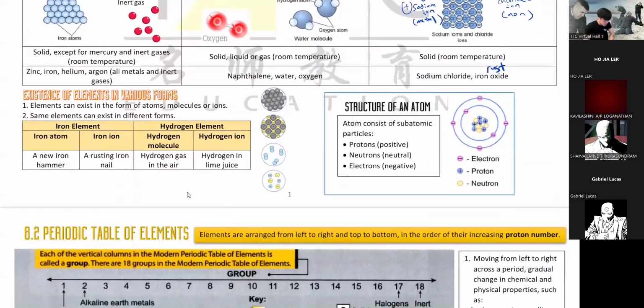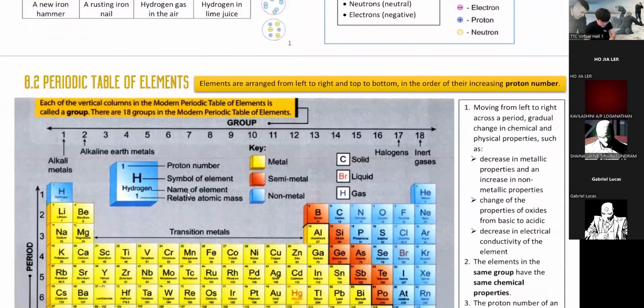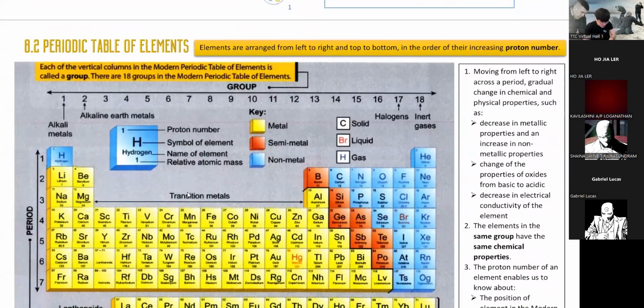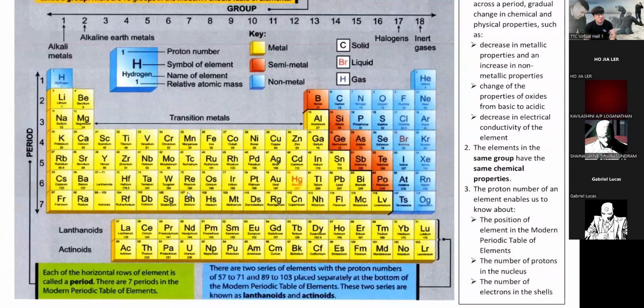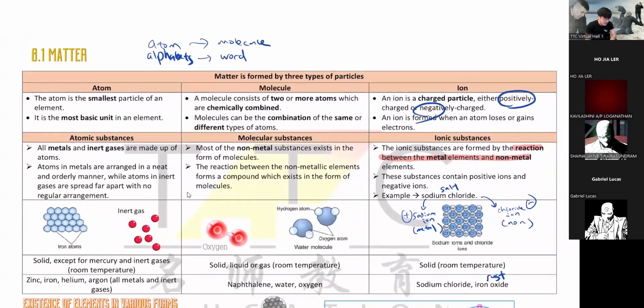Let's go to our periodic table, 8.2. I'm going to talk a little bit about this today. So what is the periodic table? As you see, all the types of atoms. Like I said, atom is like an alphabet. When you put different alphabets together, you get a molecule or a word. So how many alphabets do we have? We have 26. So these 26 different alphabets give you different words.